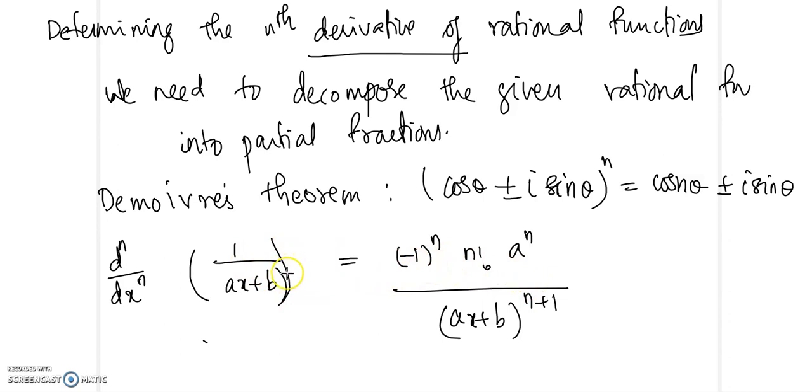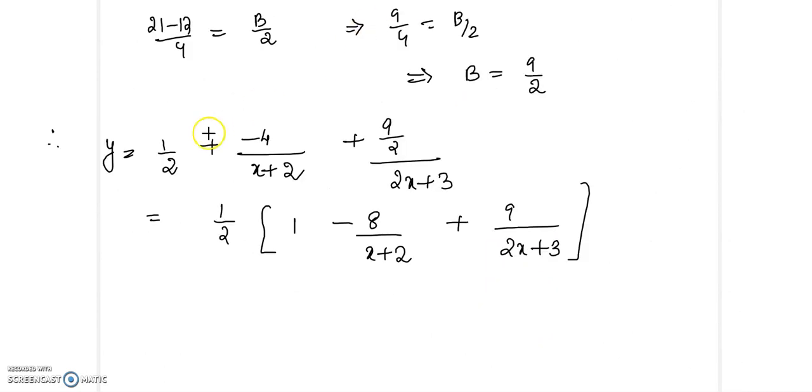So the nth derivative of 1 by ax plus b will be equal to minus 1 whole raised to n factorial into a raised to n by ax plus b whole raised to n plus 1. So let us use that. So yn will be equal to, now the first term is a constant, its nth derivative will be 0. Then you will get minus 4 into the nth derivative of 1 by x plus 2.